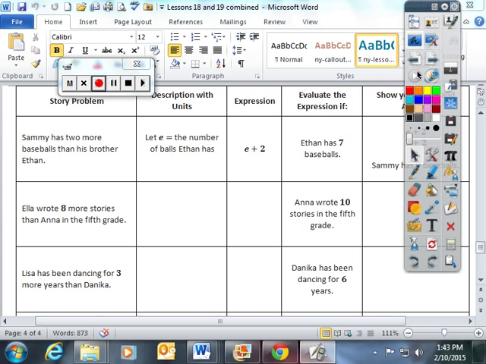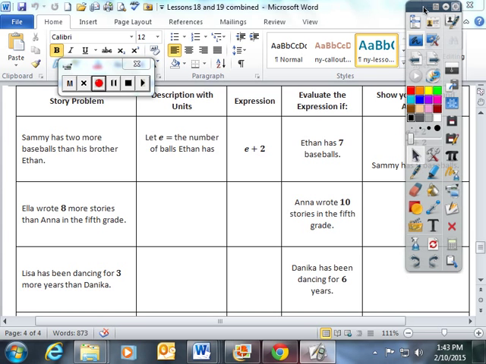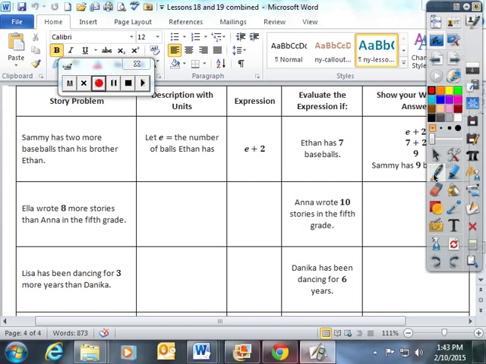In lessons 18 and 19, the students learn to write and evaluate expressions using addition and subtraction. So I'm going to go over a couple with you and how I taught it to the students to help you at home. Okay, the first, I'm going to do these two story problems.